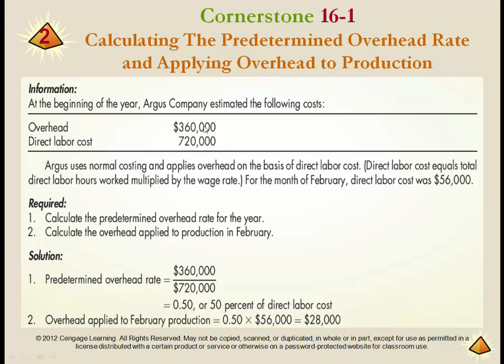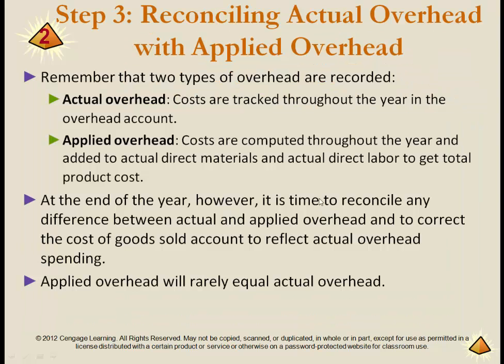So what we have here is overhead for the year was 360, direct labor cost was 720, and we're going to calculate a predetermined overhead rate. That's what we're doing first, our step one, and it says that we're going to use 50% of direct labor costs, so it's 0.5. And you notice we had $56,000 in direct labor costs. You multiply that times 0.5, and it says we're going to allocate $28,000 of overhead to a particular job in job order costs.